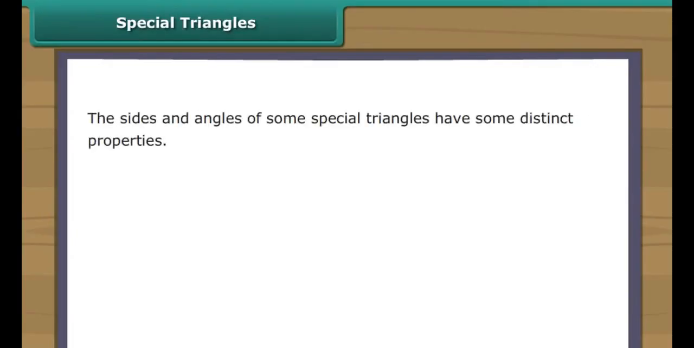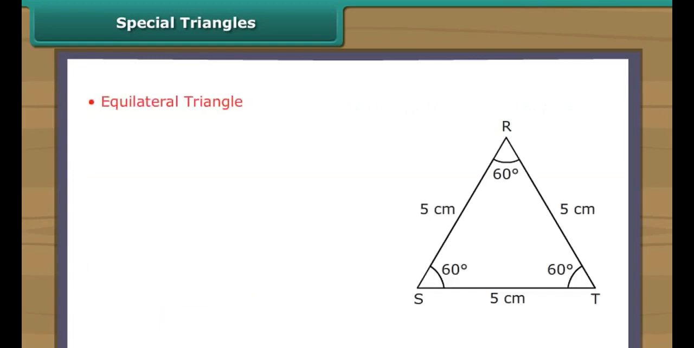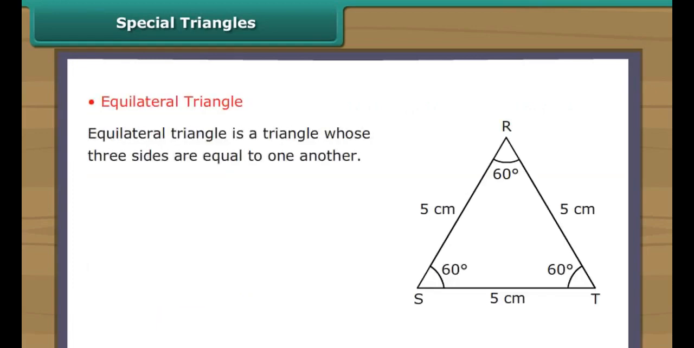Special triangles. The sides and angles of some special triangles have some distinct properties. These special triangles are equilateral triangle, isosceles triangle, right-angled triangle. Let us learn about them. Equilateral triangle. Equilateral triangle is a triangle whose three sides are equal to one another. In triangle RST, RS is equal to ST, which equals TR.